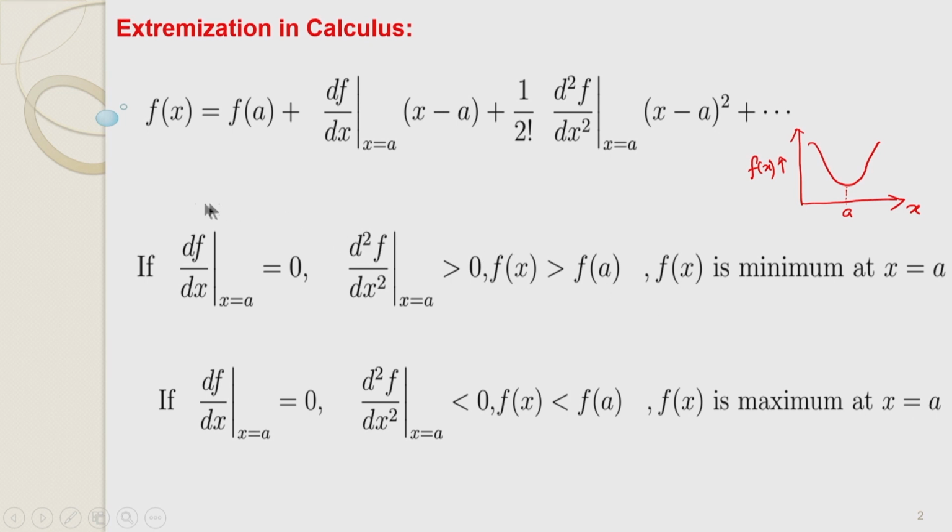So, this first derivative equal to 0 is the necessary condition to be extremum, and the second derivative, if it is greater than 0, then that is the sufficient condition for f(x) to be minimum, and if it is less than 0, then that is the sufficient condition for f(x) to be maximum at x equal to a. This is all about our ordinary calculus, which we already know.